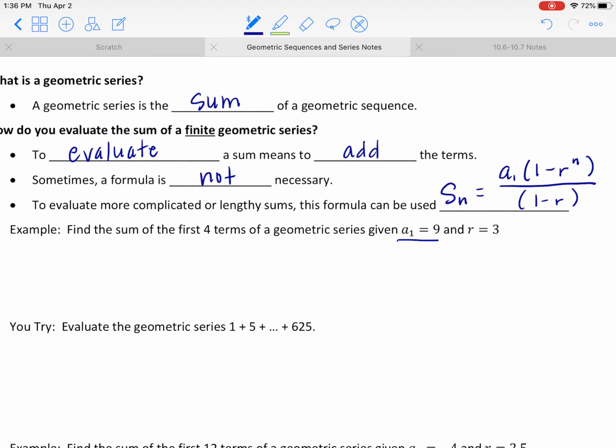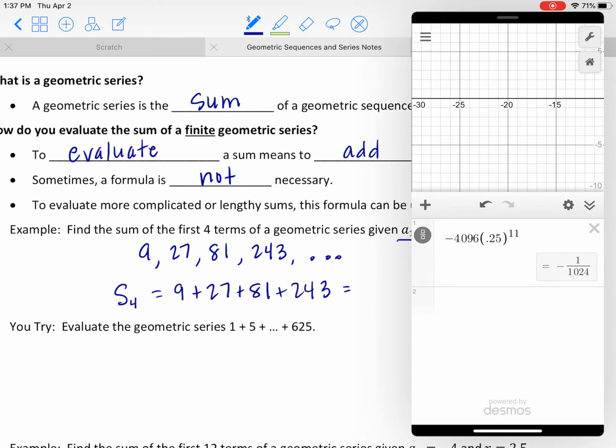So for example, in this next problem here, we're finding the sum of the first 4 terms. I probably wouldn't use a formula for that. So this list is going to start at 9. And then if we're multiplying by 3, the next number would be 27. The next number would be 81. The next number would be 243. And if I wanted to, I could continue the list.